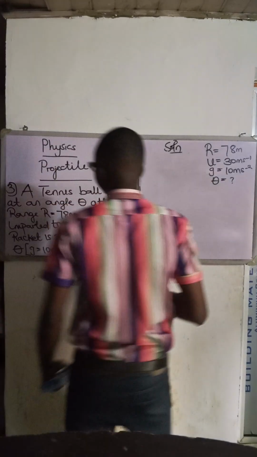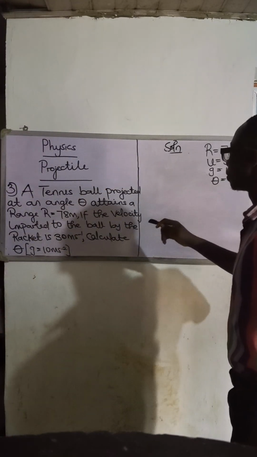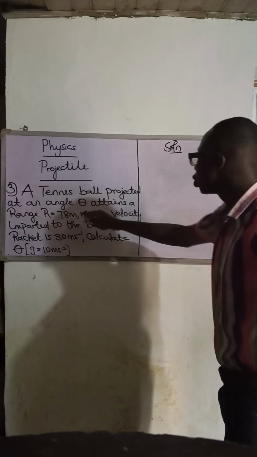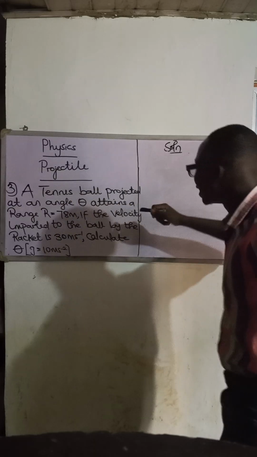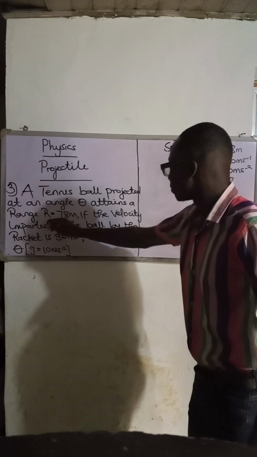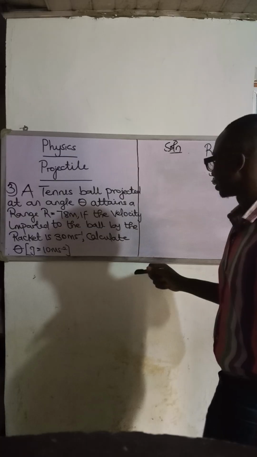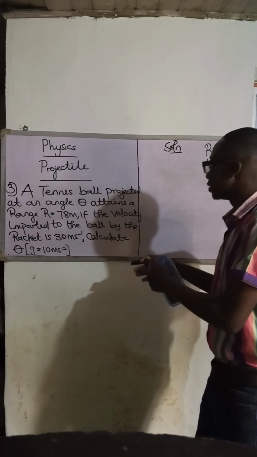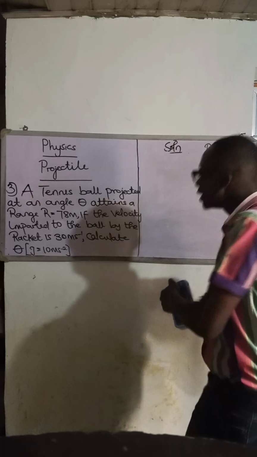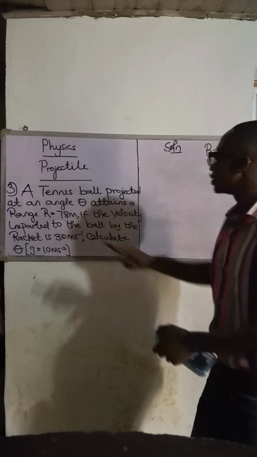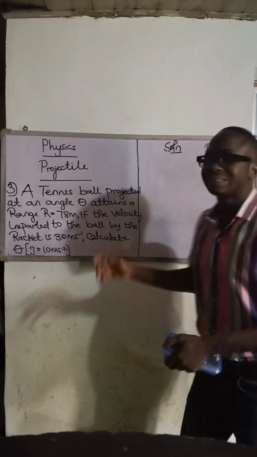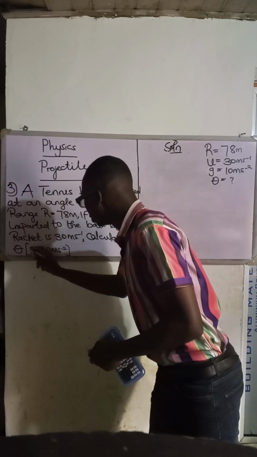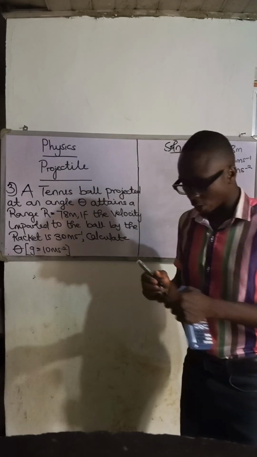Question number 3. A tennis ball projected at an angle theta attains a range R equal to 78 meters. If the velocity imparted to the ball by the racket is 30 meters per second, calculate theta. We are given g to be 10 meters per second squared.